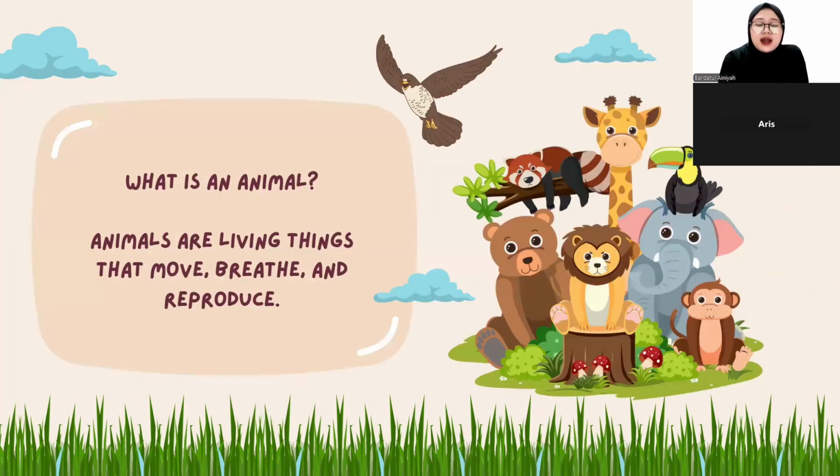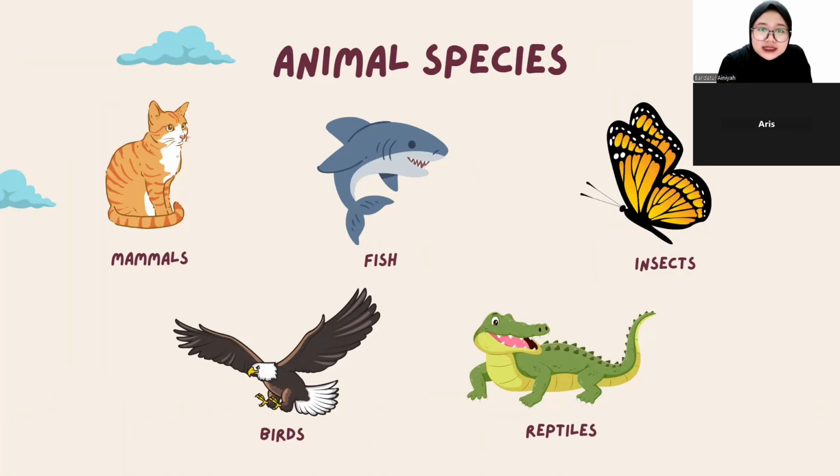Animal are living things that move, breathe, and reproduce. There are many species of animals, but I just present 5 species. First, mammals. Mammals is an animal that lactate. For example, cats. And second, fish. Fish is an animal that live in water and breathe with gills.